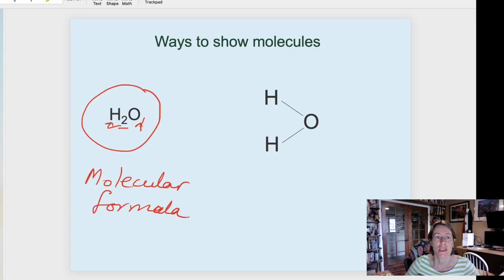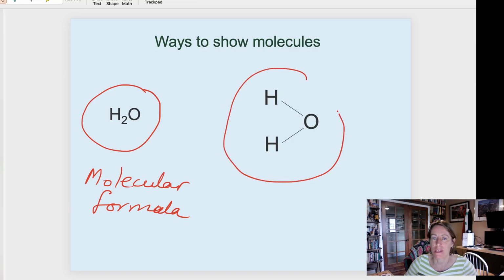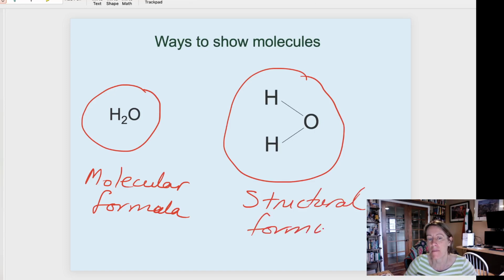So in this molecular formula of water, this formula is simply telling us that a molecule of water contains 2 hydrogen atoms and 1 oxygen atom. It's like a recipe. All right, now on the right side of this slide, we have what we would call the structural formula for water. And it's giving us a bit more information. It's telling us how those atoms of hydrogen and oxygen are laid out and joined together.